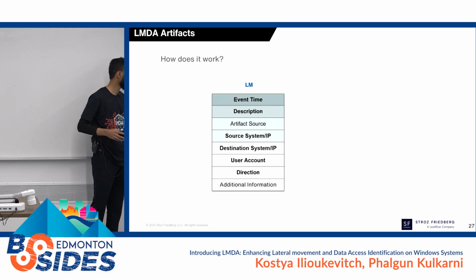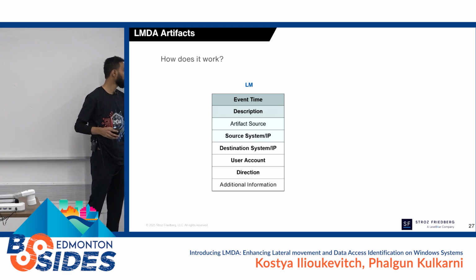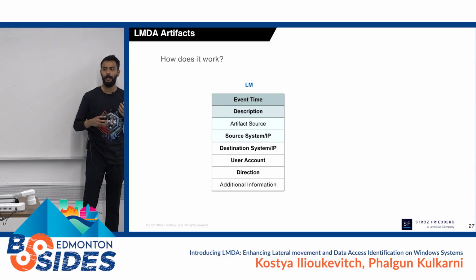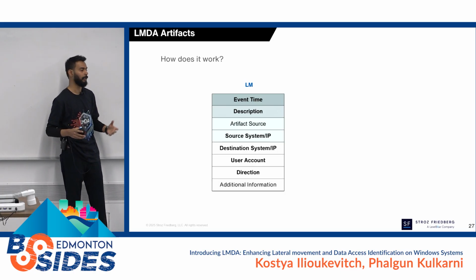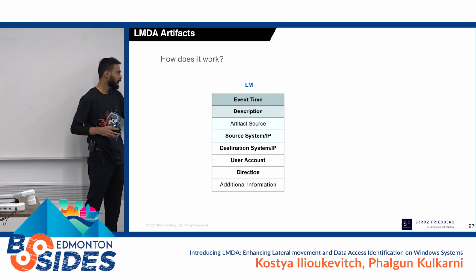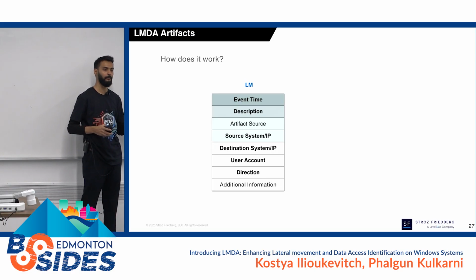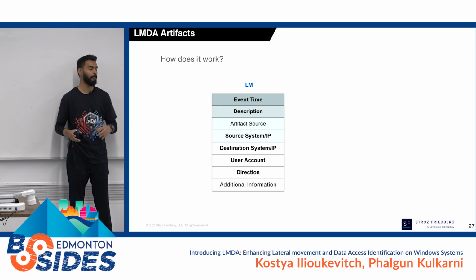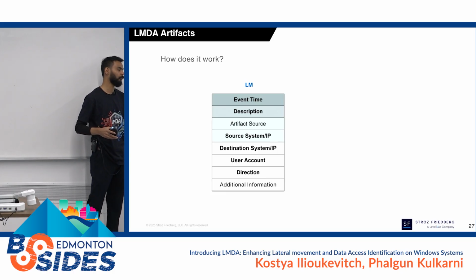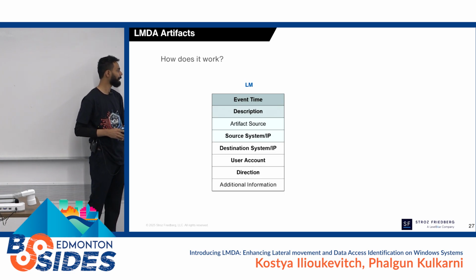Let's quickly take a look at the columns that are available in the LM output. We have the timestamp, obviously. The description column will mention if it's a remote access or access coming from PowerShell or SMB, security or network access, etc. We do have source and destination system as well as IP. In certain artifacts you only get a system name, and in certain artifacts you only get an IP. So wherever there exists an IP or system, that information will be included.